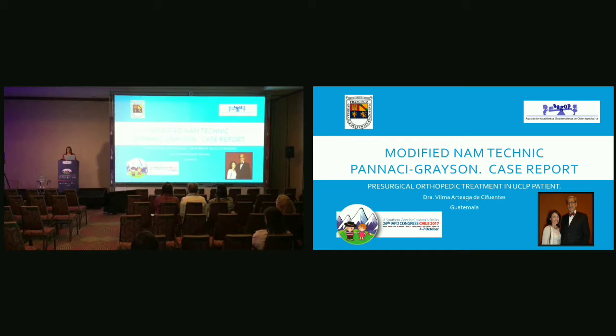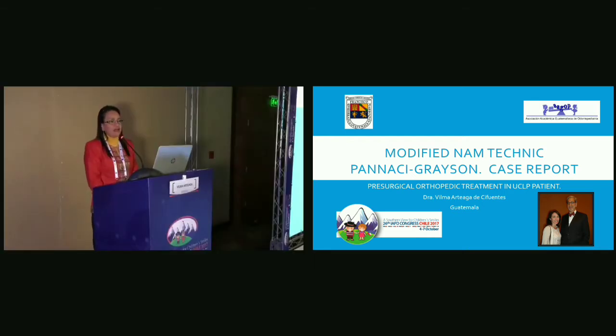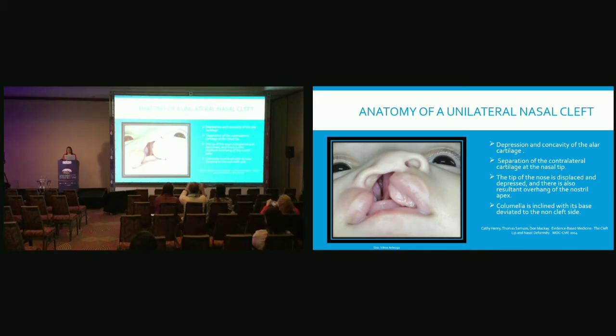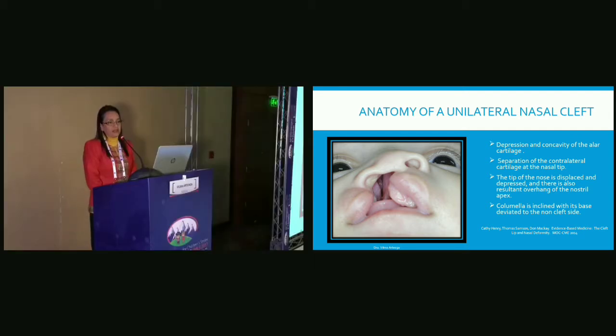This is not new. Dr. McNeil started with presurgical orthopedics in 1950. And Dr. Grayson added the nasoalveolar molding to the plate, to the obturator plate, in 1993. As Dr. Kernahan, a plastic surgeon, says, in 90, a cleft repaired is evident more by the nasal deformity than the lip repaired. And nowadays, it's totally true.